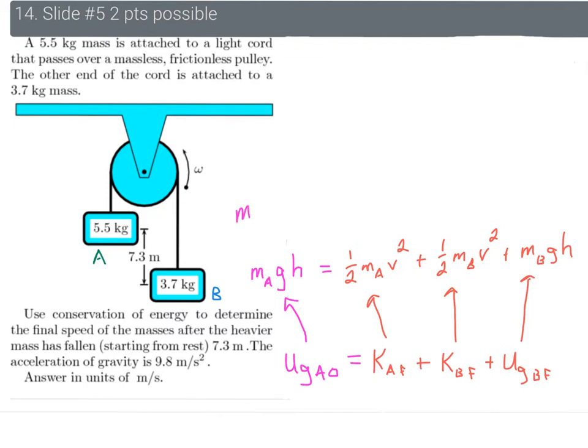Alright, so we're going to do mass of A times gravity times height, and we are going to subtract out the mass of B times gravity times height. That's going to be equal to essentially the kinetic energies: 1/2 mass of A times velocity squared plus 1/2 mass of B times velocity squared.